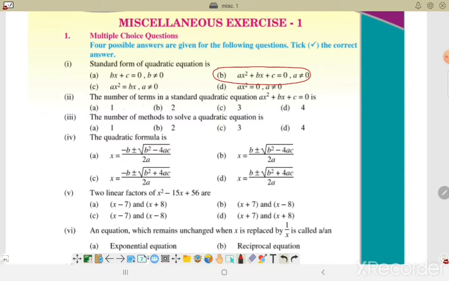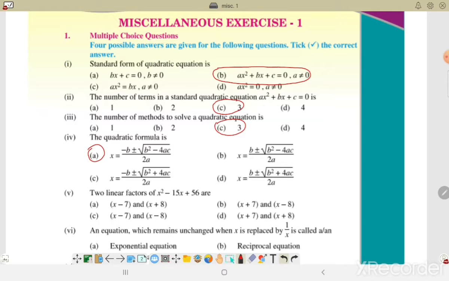Next, the number of terms in a standard quadratic equation is 3. Three terms are there. The number of methods to solve quadratic equations: 3 we have studied in this chapter. Fourth part, the quadratic formula is A: x is equal to minus b plus minus under the root b squared minus 4ac over 2a.